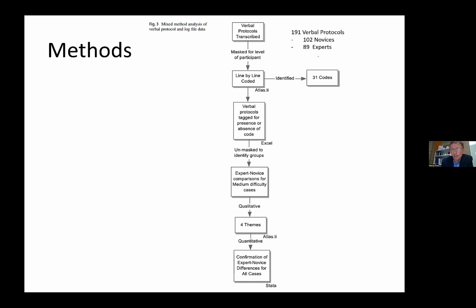We masked all of these transcripts as to whether they were from a radiologist or from a student, and then coded them line by line in this qualitative software. And we tagged them for the presence or absence of a code, and then dumped that into Excel, and started to make comparisons between the experts and novices.